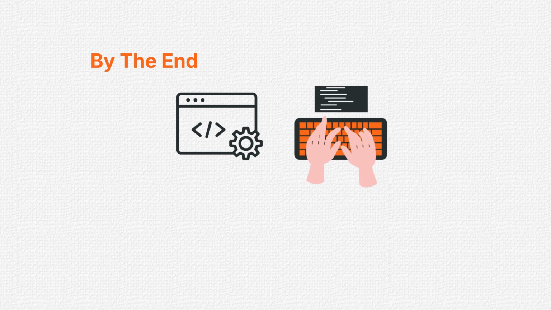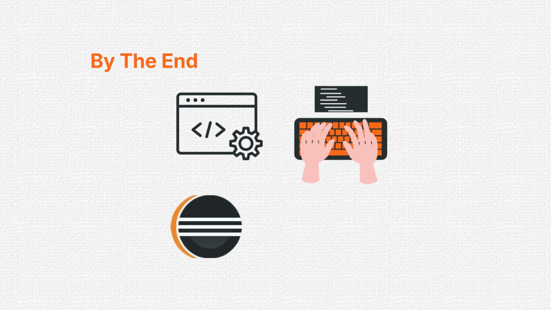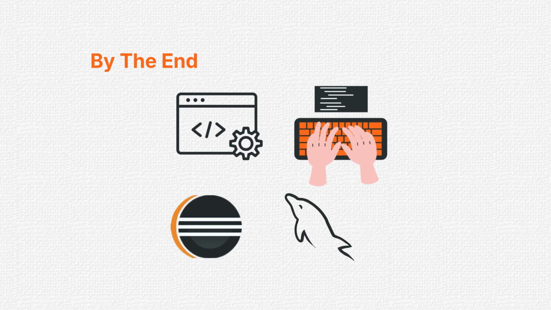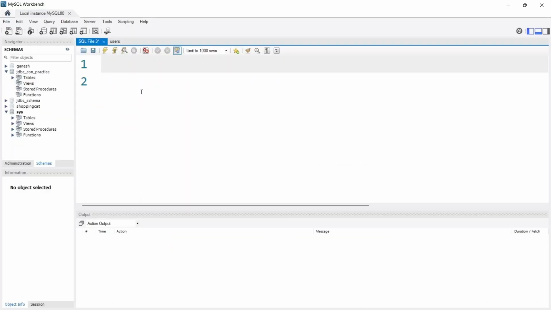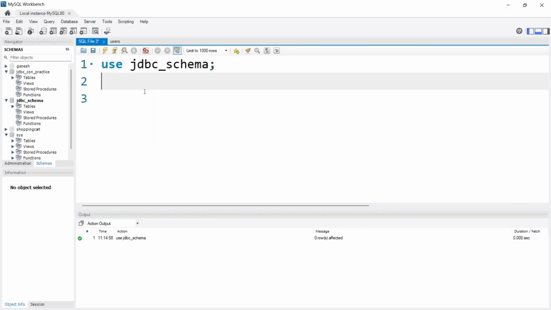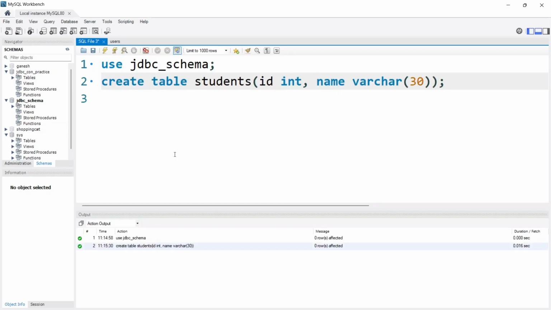For this demonstration, I'll be using Eclipse IDE and MySQL database. Let's get into coding. We are going to use MySQL as our database, and I will use the JDBC schema to create a students table. Inside the JDBC schema, I will create a students table with ID and name values. Table is created. Let's use this table to perform CRUD operations from a Java program.